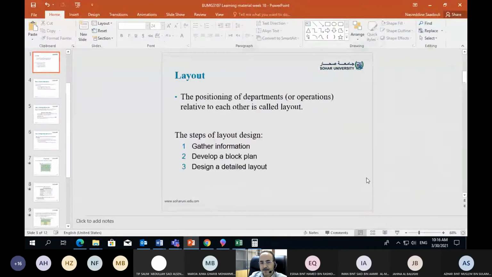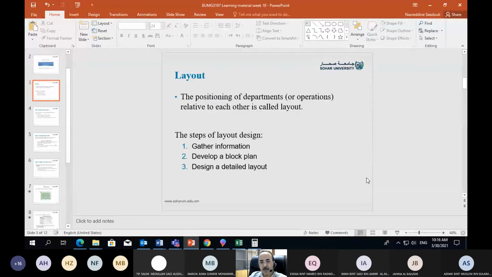So formally, all right, I'm just going to take you through the main points in the lecture, and obviously consider the numerical example as usual. As I have been explaining, the layout is a decision on locating or positioning, deciding on the position of a department or an operation, because it could be a department, could be a unit within a department, could be a process or a sub-process within a unit, and so on and so forth, relative to each other. Okay, this is what layout is. This is by definition what layout is.